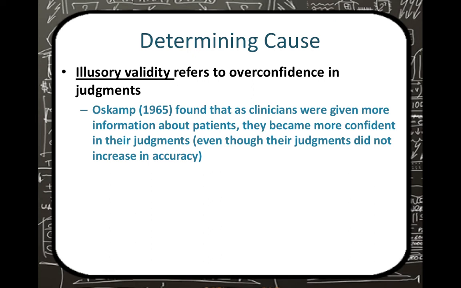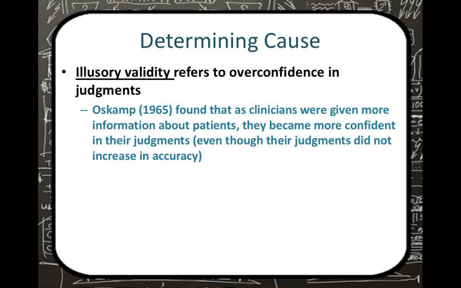In an experimental investigation of this phenomenon, Oskamp, back in the 60s, found that as clinicians were given more information about patients, they became more confident in the judgments they made about those patients, even though their judgments didn't increase in accuracy. So what's interesting is they were not more accurate in judgment, but they thought they were, right? They were more confident they were right.